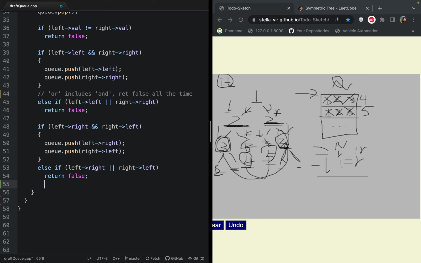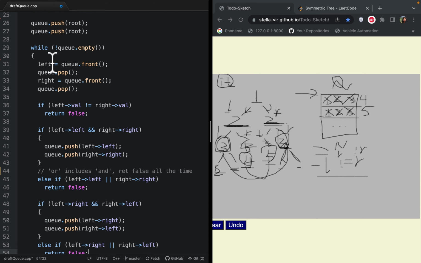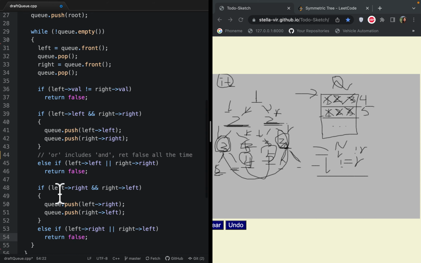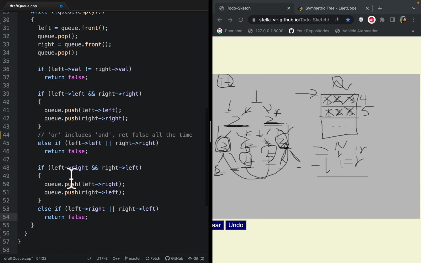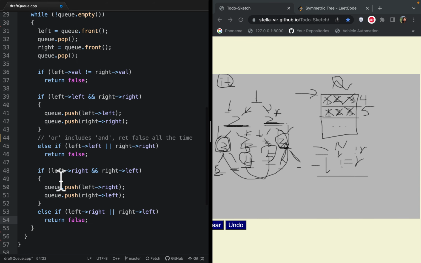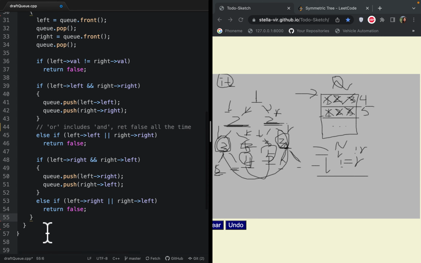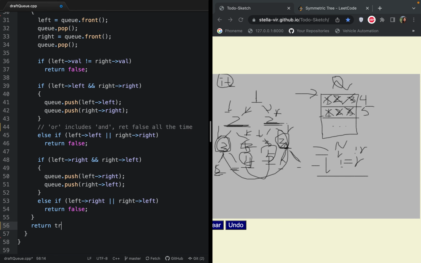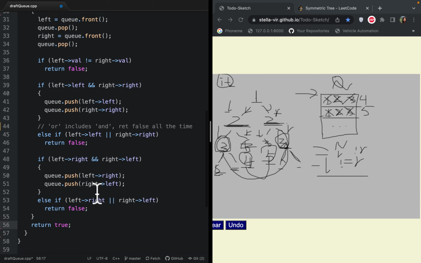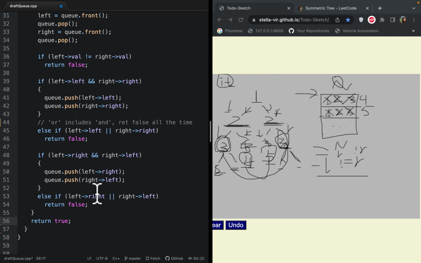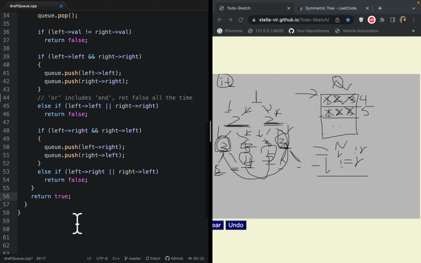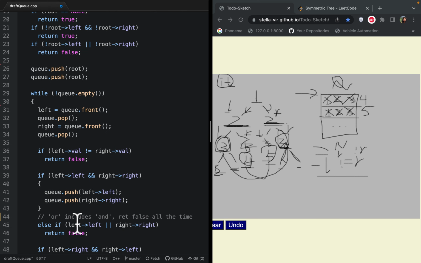And that's about it. Doing this loop, it just keeps going over this loop. If it meets any of the conditions, we return false. Otherwise, if there's nothing else left, then we return true, which means they're totally symmetric. All the values are equal in their corresponding positions. And I think that's about it.